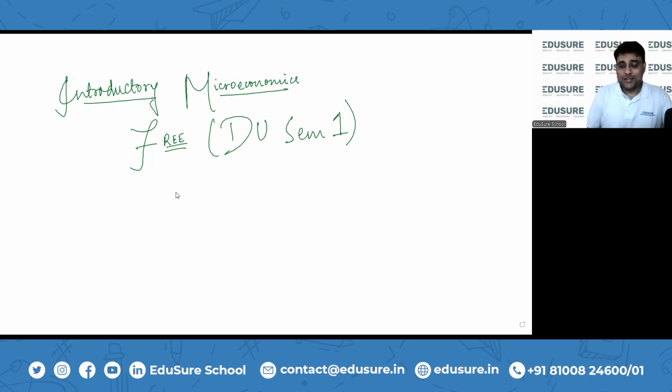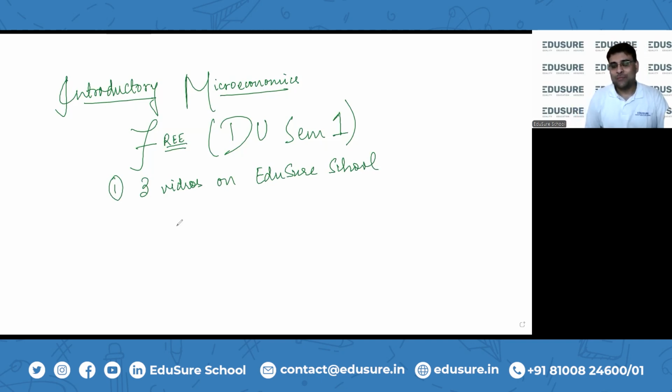The entire course is available, as I said, for absolutely free. So there are two ways to avail the course. Number one, each and every week we shall be putting up 3 videos on our YouTube channel. What is the YouTube channel? EduSure School. So open up your browser, go to EduSure School and subscribe to it. You'll get 3 videos every week on introductory microeconomics, and the entire course material shall be finished in the next 1.5 months. That's one way to get the entire course for absolutely free.